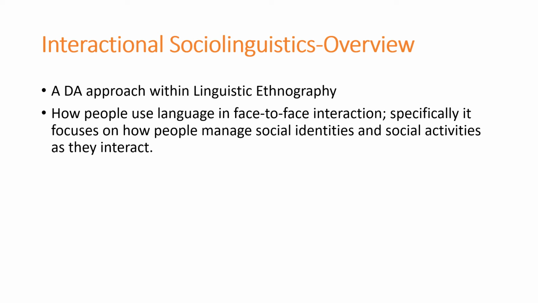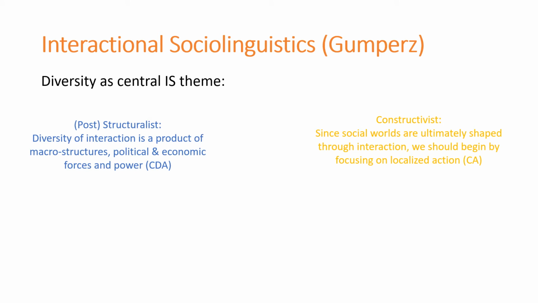The main focus in IS is on how people use language in face-to-face interaction, and we specifically focus on how people manage social identities and social activities as they interact. Gumperz mentions diversity as a central theme in IS, and he distinguishes between two ways of viewing diversity. Firstly, the post-structuralist or the structuralist perspective of diversity, where diversity of interaction is seen as a product of macrostructures of political and economic forces and power.